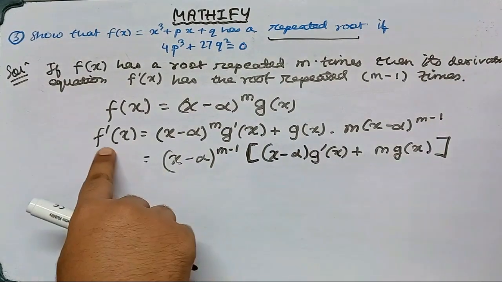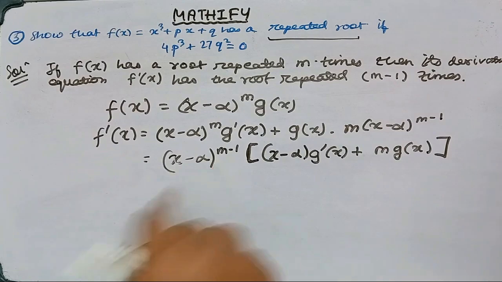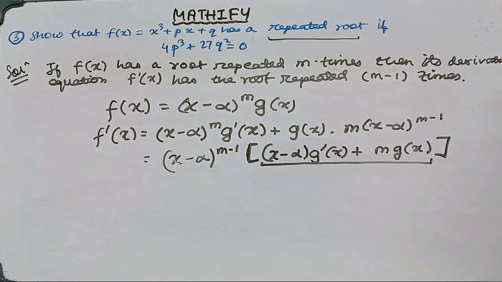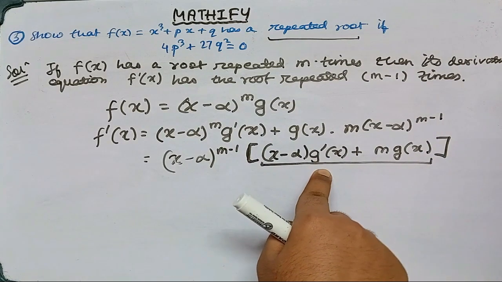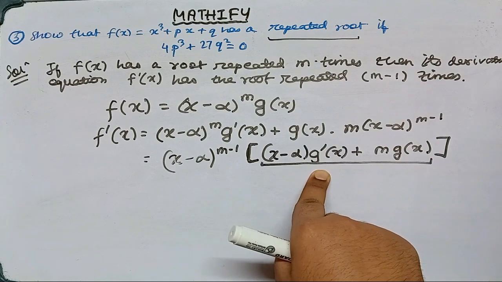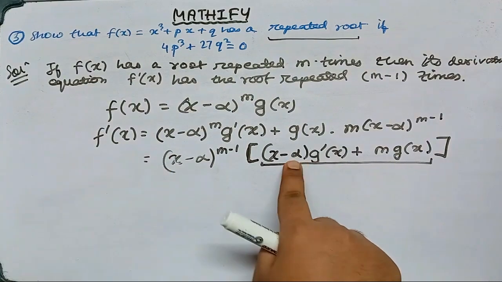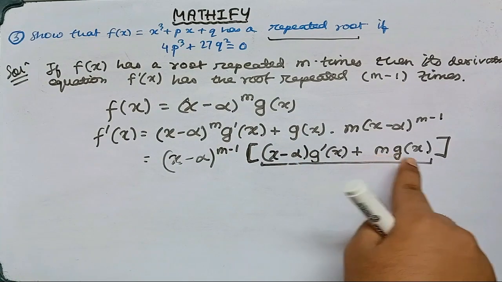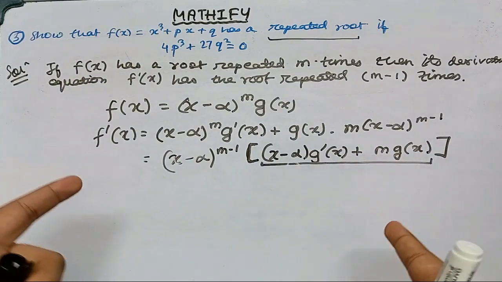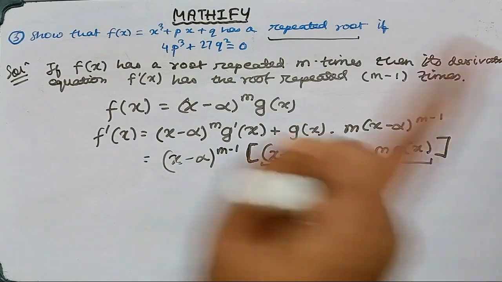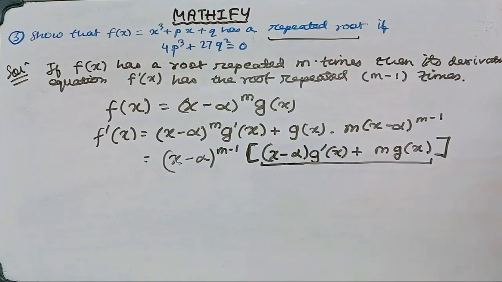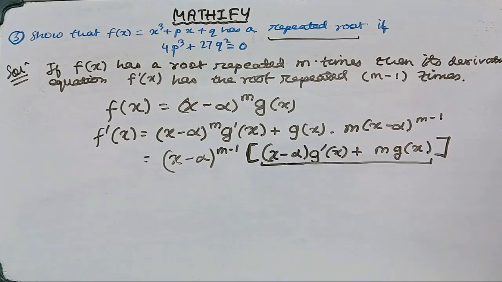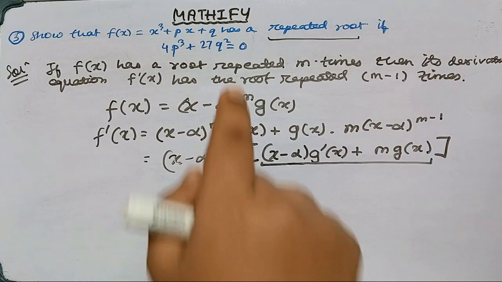Okay, so you see that f dash of x has alpha root repeated m minus 1 times, and all other roots are packed inside this large polynomial. Yes, this is a polynomial. If you have g of x and you take its derivative, it will give another polynomial. If you multiply it by x minus alpha, it will give yet another polynomial, and when you add that to the product of m and g of x, you will get yet another polynomial. If you solve that polynomial, you will get the remaining roots of f dash of x. But whatever the remaining roots may be, x minus alpha will be repeated m minus 1 times. That is guaranteed.